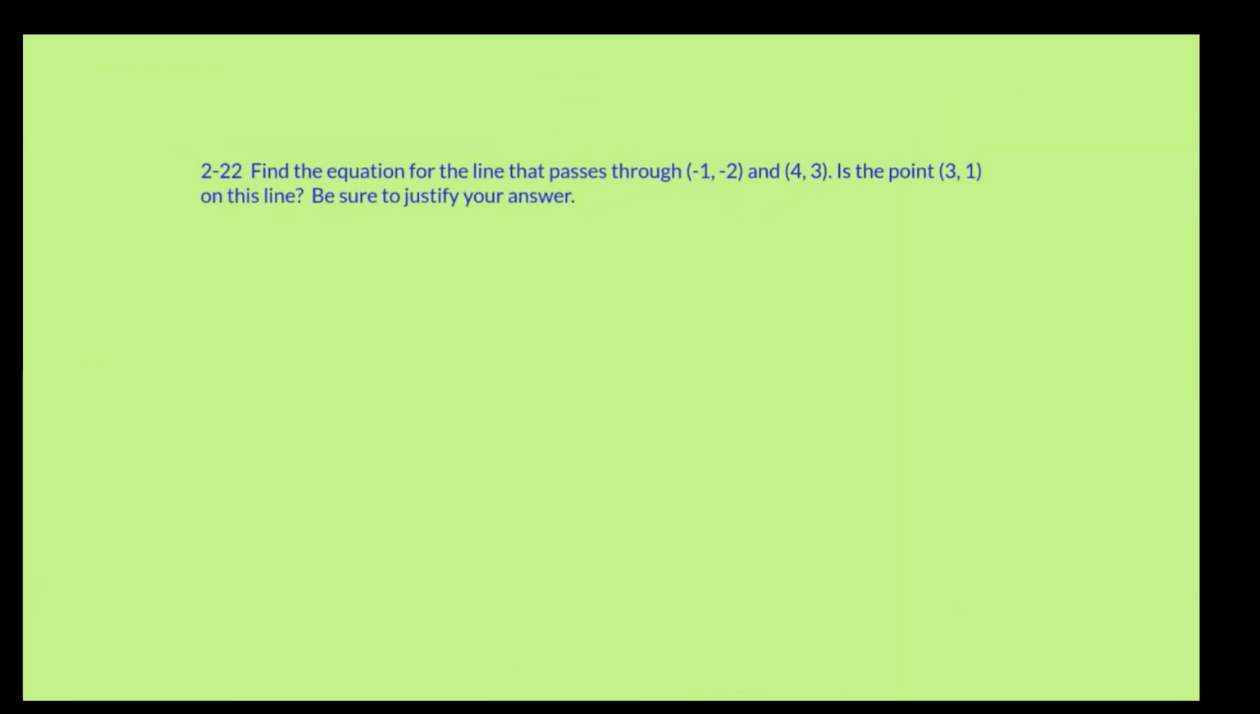So in this problem, it says find the equation for the line that passes through -1, -2, and 4, 3. Is the point 3, 1 on this line? Be sure to justify your answer. So I'm going to show this to you algebraically, and then I'll show you what the graph looks like. But let's do this algebraically first.